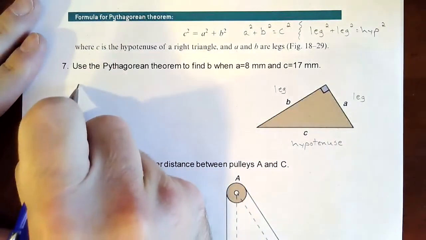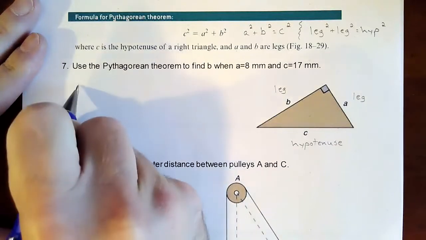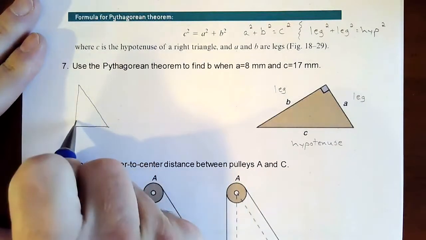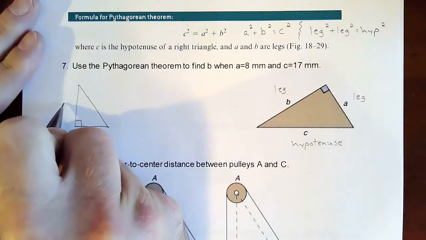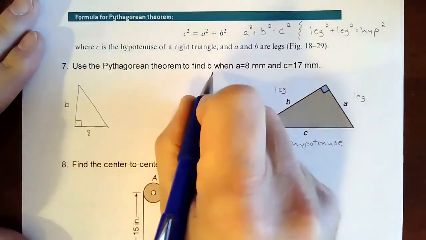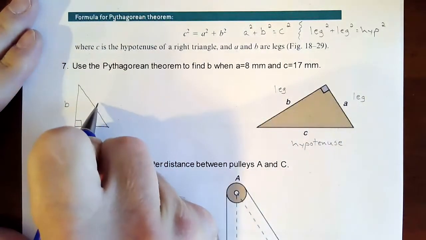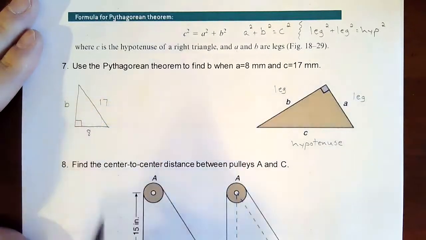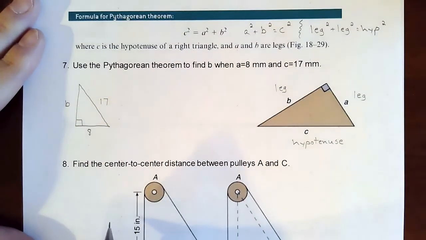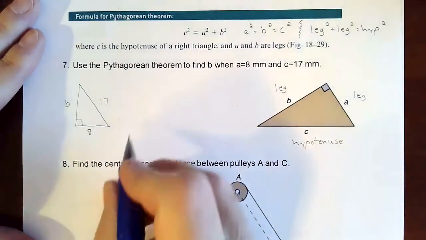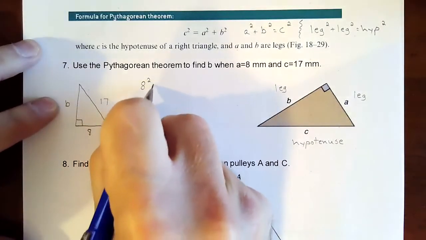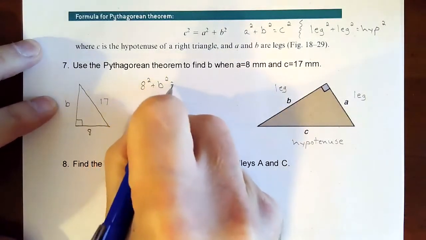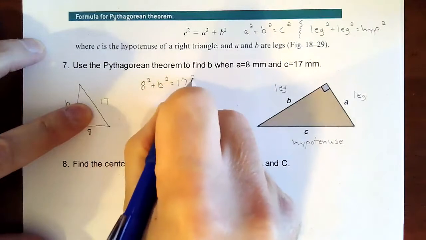So we'll draw our own picture. Okay, and so we'll say that one of the legs is 8. The other leg, we don't know. We're going to call it b because that's what they had. And then the hypotenuse is 17. All right, so since it's a right triangle, then we can use Pythagorean theorem. So it's legs squared plus legs squared equals hypotenuse squared.